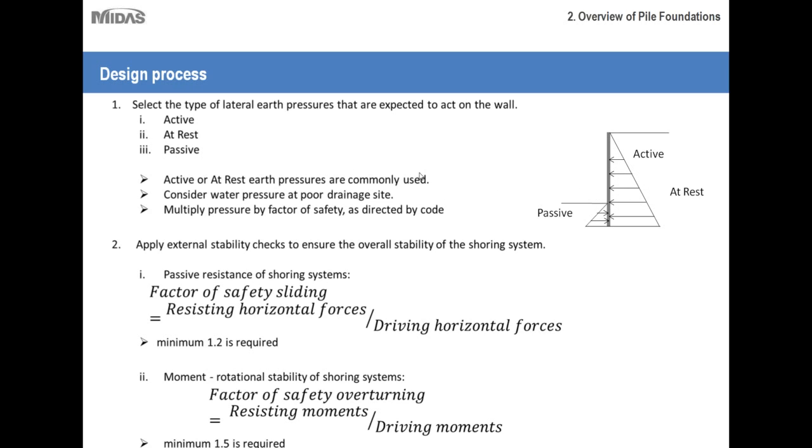And then you have your passive earth pressure. On the opposite side of the wall, beneath where the wall has been installed, opposite the active pressure, is the passive earth pressure, which is resisting it. Things to keep in mind are that active or at-rest earth pressures are commonly used. These are the two main types of earth pressures acting against your wall. You need to consider the water pressure at poor drainage sites. In addition to soil pressure, if you have a site with poor drainage, or clay soils that have water that hasn't been drained out yet, then you'll also have hydrostatic pressure acting on your wall.